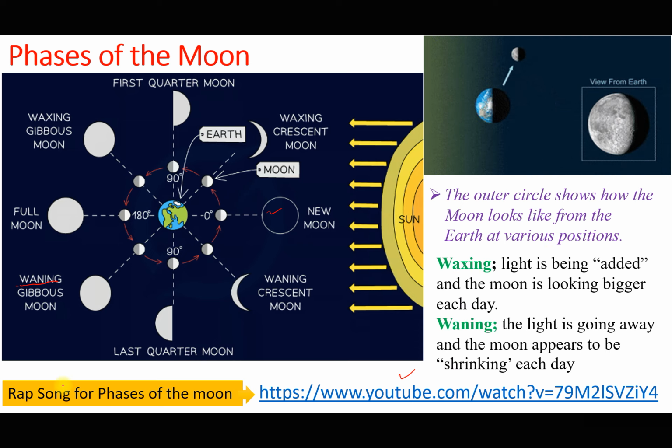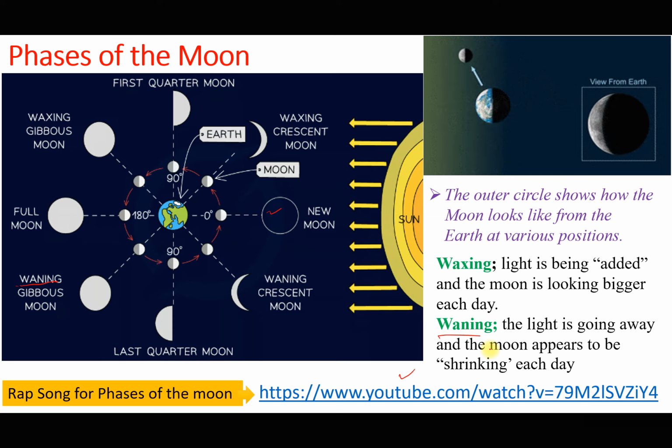When we talk about waxing, we mean light is being added and the moon is looking bigger and bigger each day. And after the full moon, we have what we call waning: the waning gibbous, the last quarter, and the waning crescent. Here, the light is going away and the moon appears to be shrinking every day. That's what we call the waning gibbous and the waning crescent.